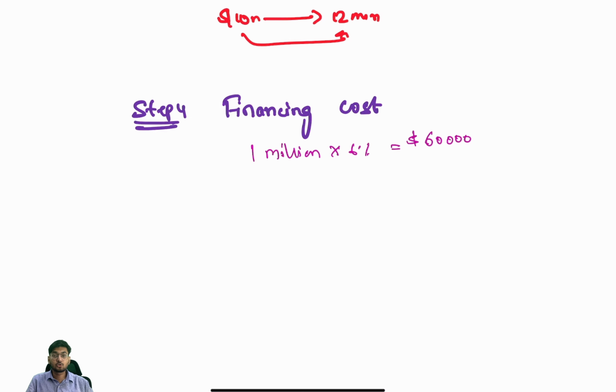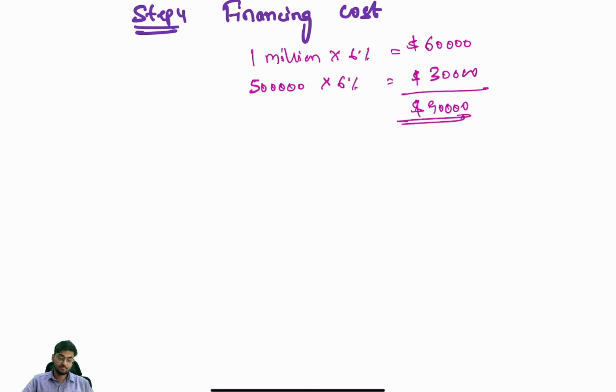Clear? But to achieve this higher sales, I will borrow more money. Suppose I have borrowed say $50,000 extra this year. Then I need to pay more interest, that is $30,000. So what is my total financing cost this year? $90,000. This is the financing cost of this year, including the previous debt as well as the new debt.